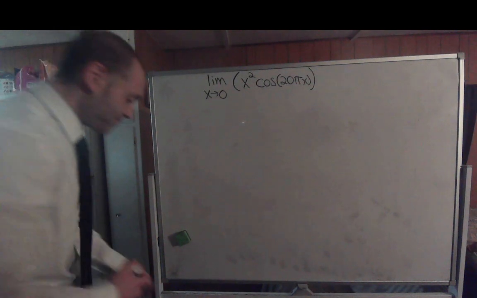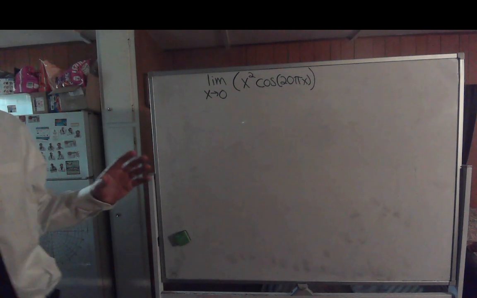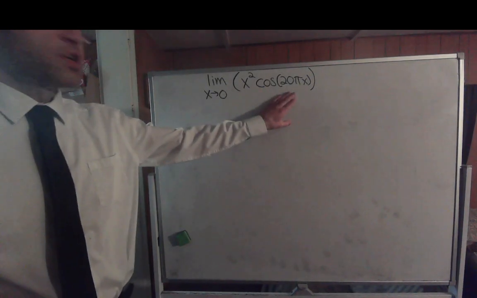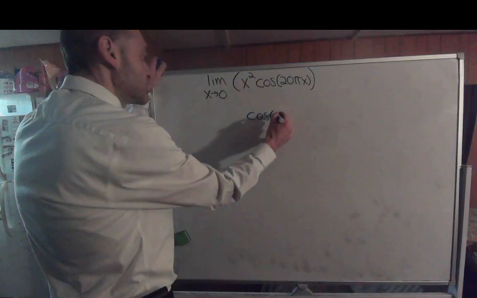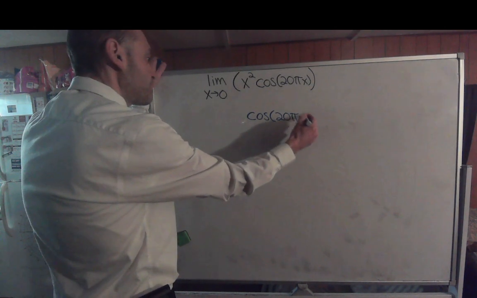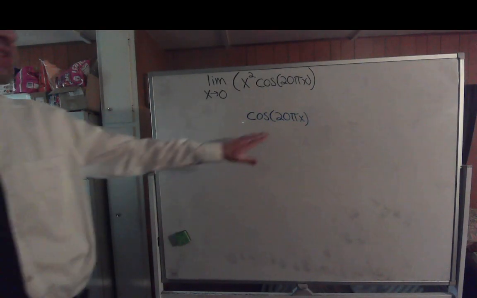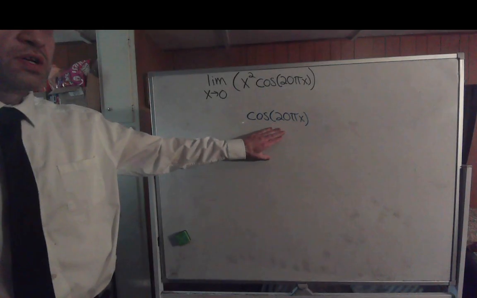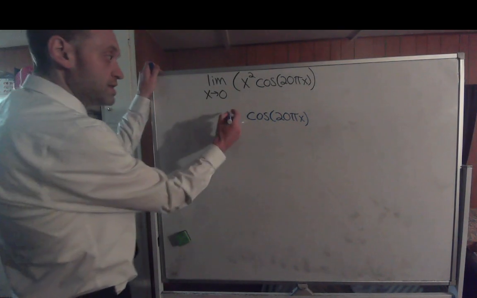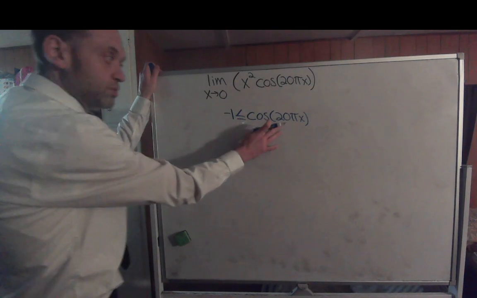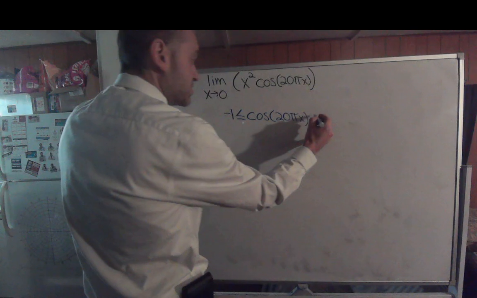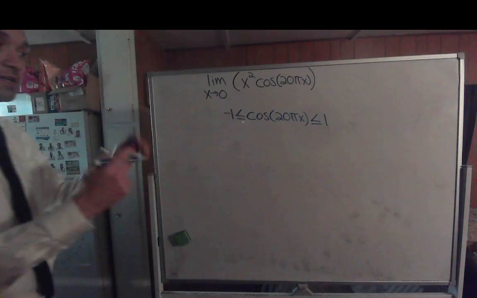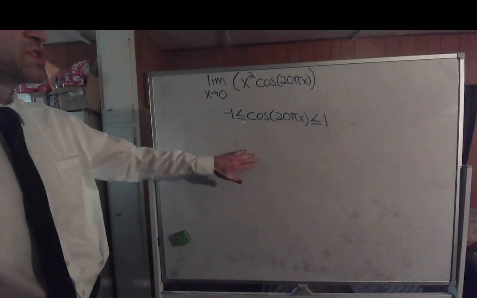But the first thing we want to do again, ignore this x squared. Just deal with the cosine of 20 pi x. So take that cosine of that 20 pi x. Now, what is the lowest value we could get for this function? The lowest value we could get is -1, so -1 will be less than or equal to this function. And then the greatest value we could hope to get is +1, so that's going to be less than or equal to +1.